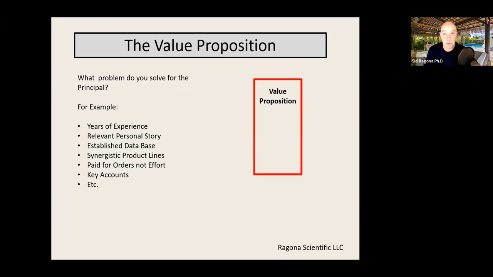I've listed just a few to get things started and to generate ideas. So what I've listed here is, again, years of experience, relevant personal story, established database, synergistic product lines. Hopefully they're synergistic. We only get paid for orders. We don't get paid for effort. In some instances, we have key accounts that would be of interest to the principal, and the list goes on.